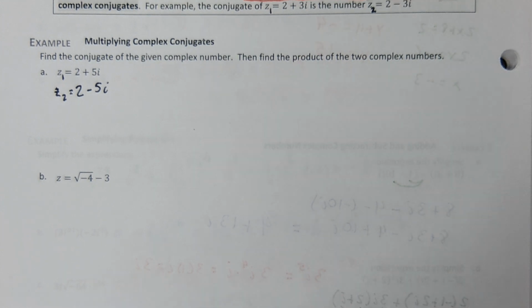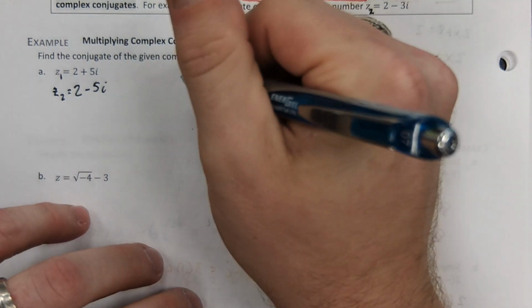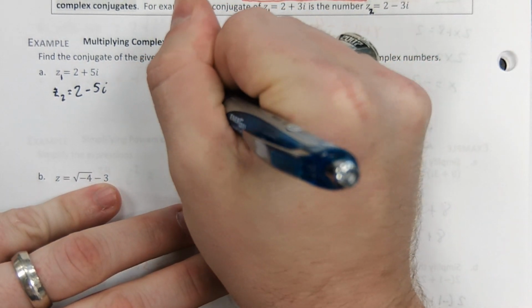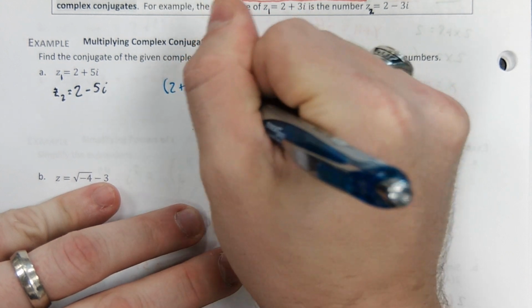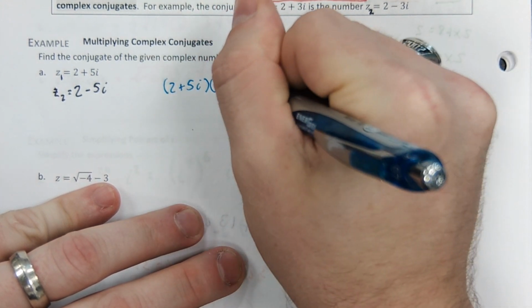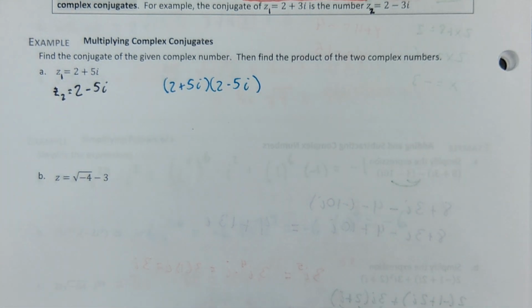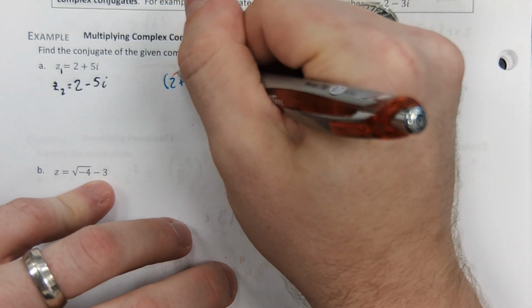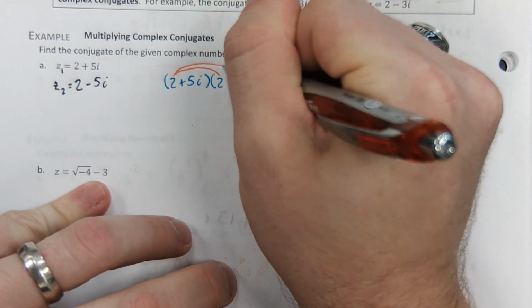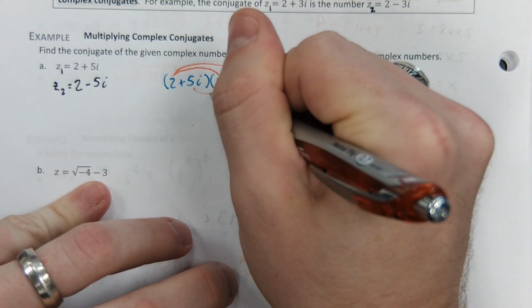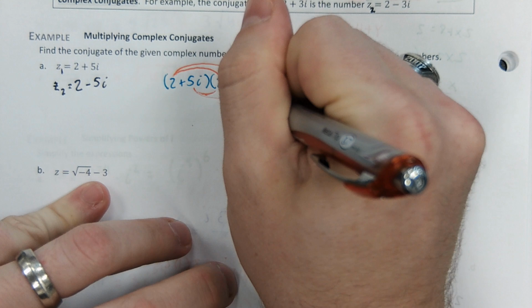Cool. Let us find the product of these two complex numbers. We are going to have to go through our distribution process, which I'm sure some of you like to call FOIL. We'll do 2 times 2. We'll do 2 times negative 5i. We'll do 5i times 2. And we'll do 5i times negative 5i.